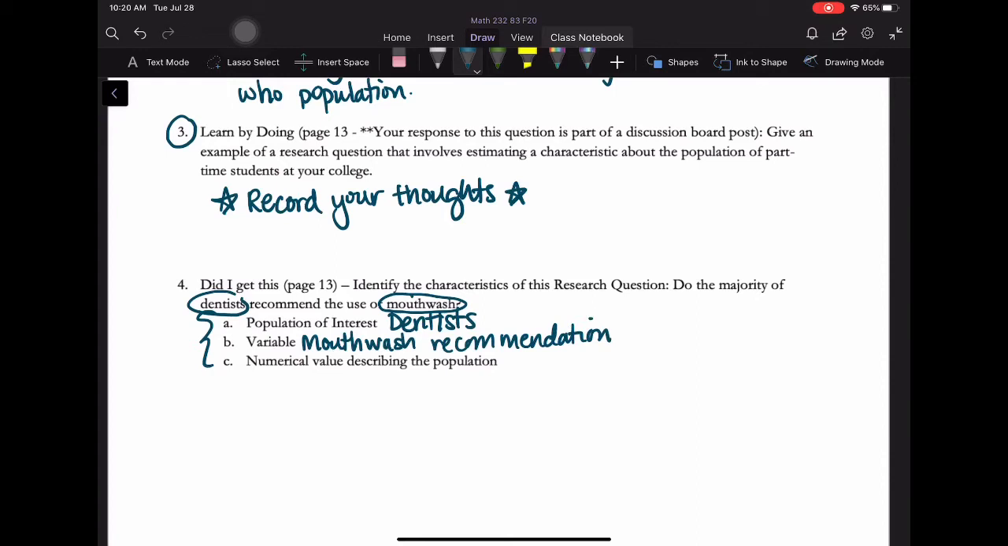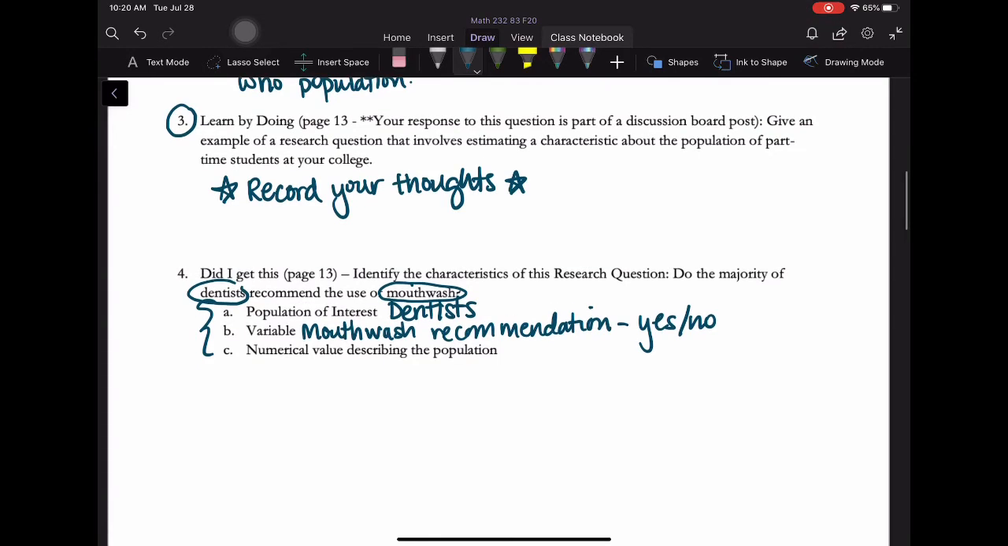And then off to the side, I went ahead and said yes, no, because that guides me in telling what type of variable we're dealing with. The numerical value that's describing the population would be the percent that said they did recommend the mouthwash. So we can say it's either the percent or proportion. You'll hear proportion a lot this semester. Of dentists that recommend, I'm going to actually just say percent or proportion recommending mouthwash.